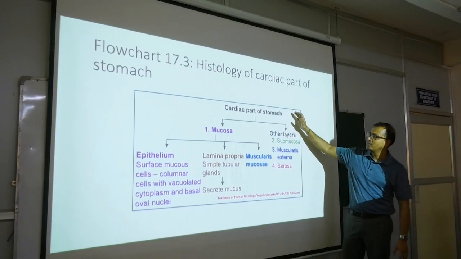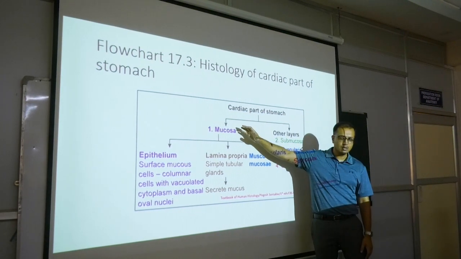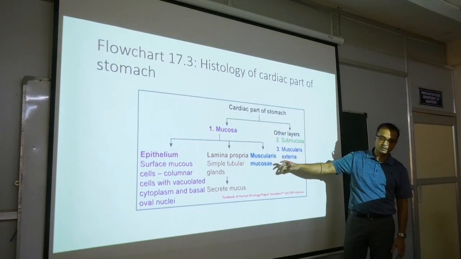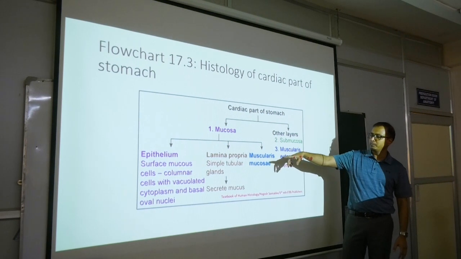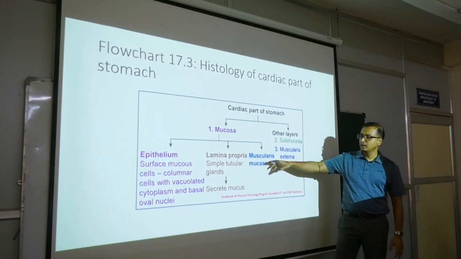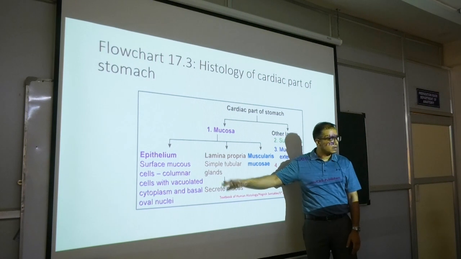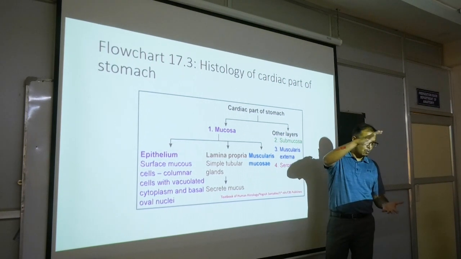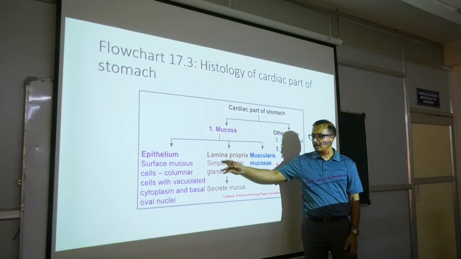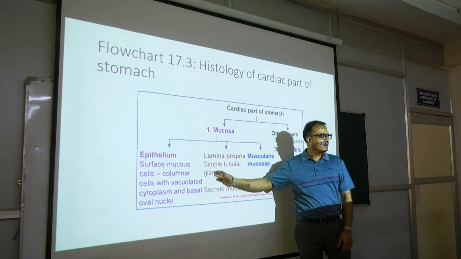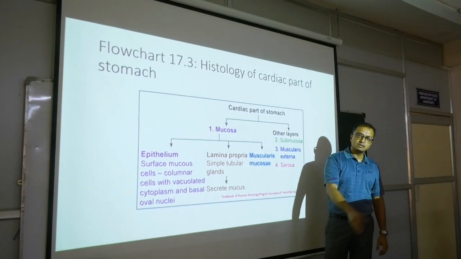So the cardiac part of the stomach has layers. Mucosa, which has three layers: epithelium, lamina propria, and muscularis mucosa. The lamina propria in the stomach has special features. It is wide, big, and extensive, and it contains the glands. The glands present here we call stomach glands or gastric glands.